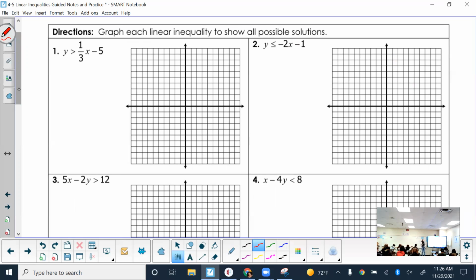All right, so number 1, is it in slope-intercept form? Yes, it looks like y equals mx plus b. So go ahead and graph it. What is my y-intercept? -5. So plot it 5 under the origin, right here. And what is my slope? 1/3. So I'm going up 1, to the right 3, up 1, to the right 3.